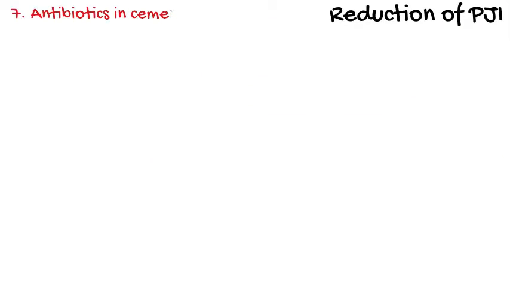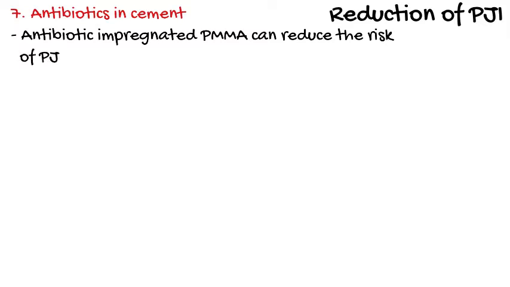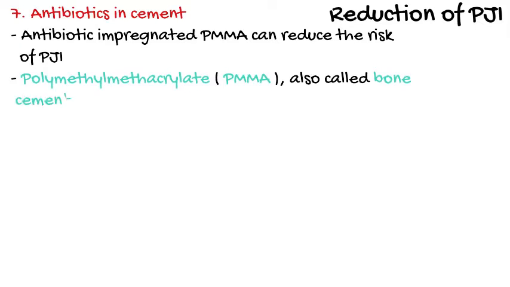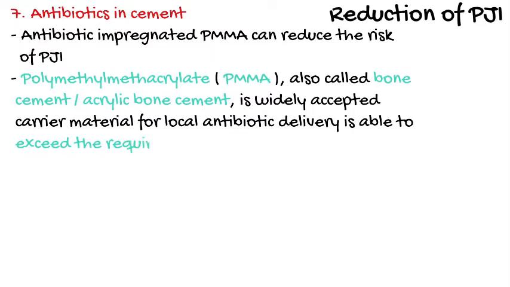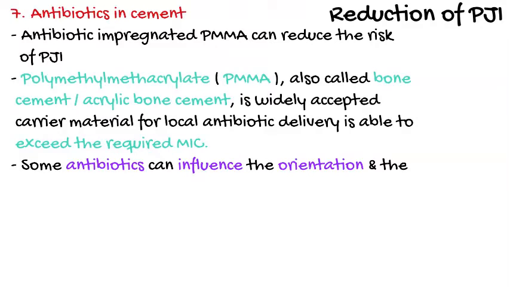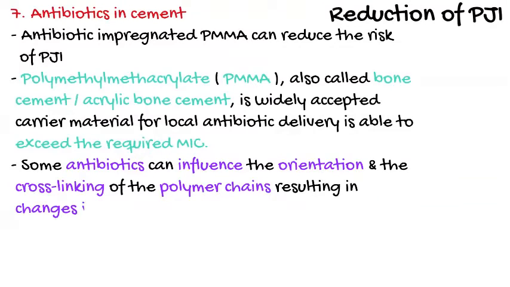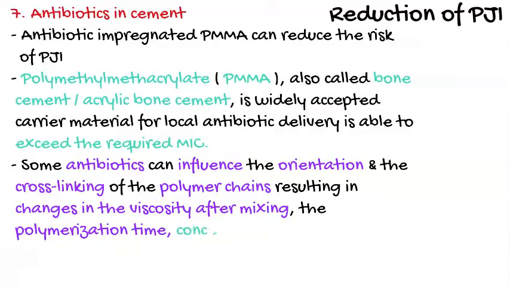Number 7. Antibiotics in cement. Antibiotic impregnated PMMA can reduce the risk of prosthetic joint infection. Polymethyl methacrylate, PMMA, also called bone cement or acrylic bone cement, is a widely accepted carrier material for local antibiotic delivery that is able to exceed the required MIC, minimal inhibitory concentration.